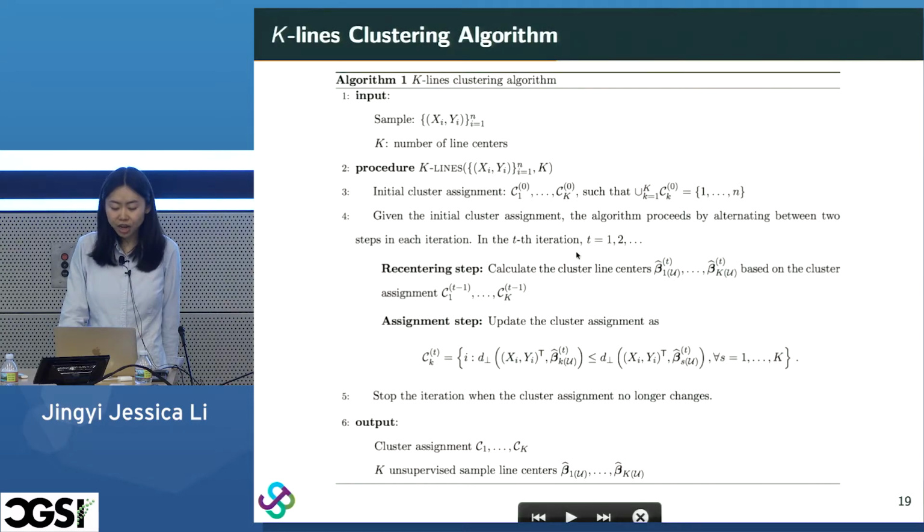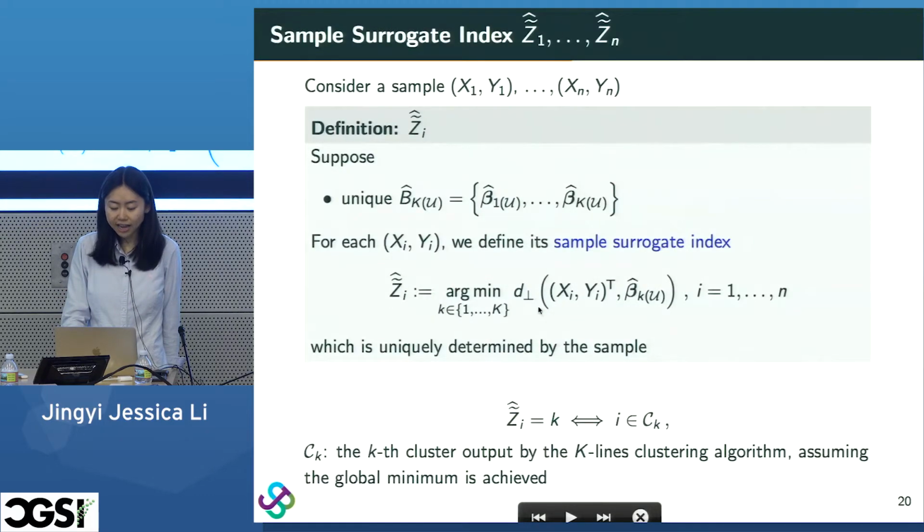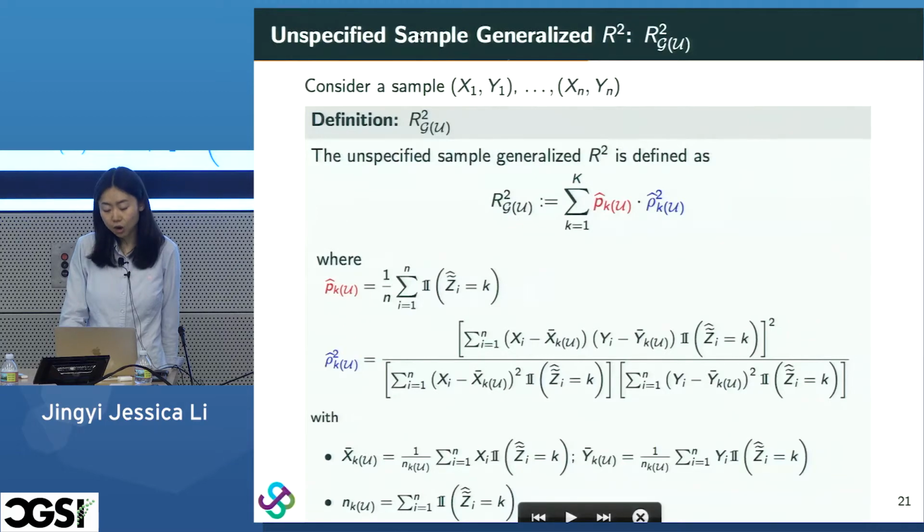And with this, after I assign my points to lines, I can have a sample level surrogate index for each data point, which is which component or which line it belongs to. And then with this, I can have my unspecified sample measure. So I have my unspecified sample generalized R-square defined similar to my specified case, but the indicators are from the K-lines algorithm instead of observed. So to summarize, I have four measures: the specified population and sample measures, and the unspecified population and sample measures.